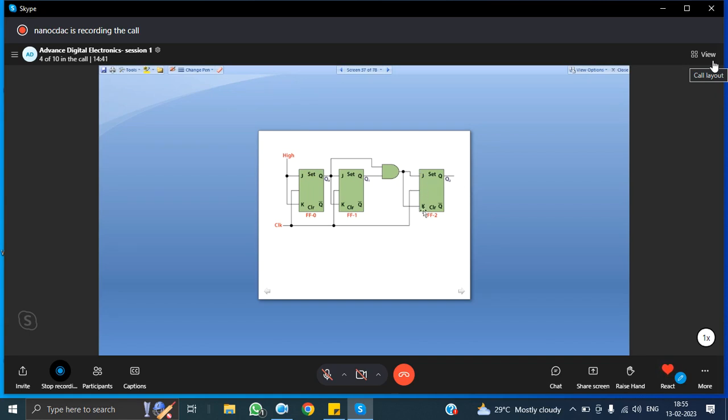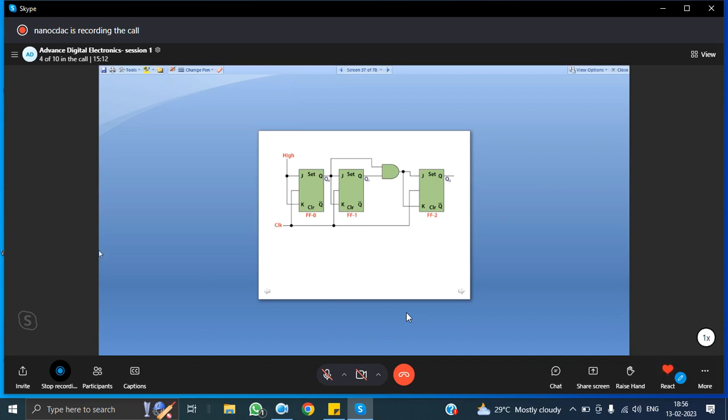If it is equal to 0, Q2 will remain Q2. For a JK flip flop, when the input is 0 and 0, the output will be the same, the output will not change. Q2 will not change. Only when Q0 and Q1 are both equal to 1 does something happen. When both are equal to 1, you will get Q2 bar here. This way you can analyze this flip flop.